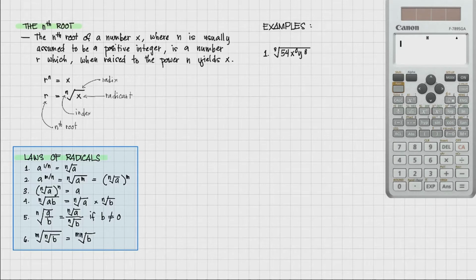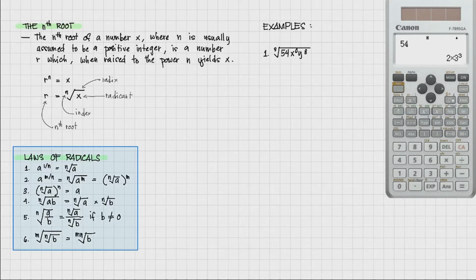So first, what can we do here? Maybe let's determine first the prime factorization of 54. We could actually do that by using our calculator. How do we do that? Just type in 54 equals, and then shift, and then press the prime factorization, P fact, right there. And you'd get 2 times 3 raised to 3, right? And we could write that here.